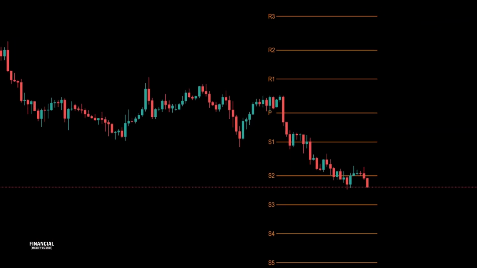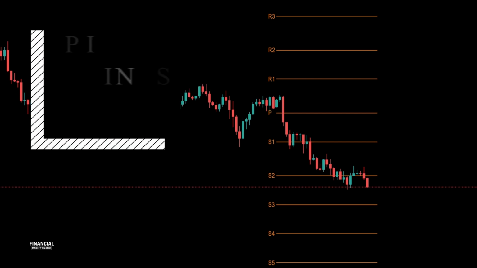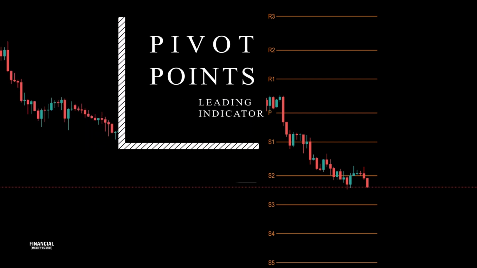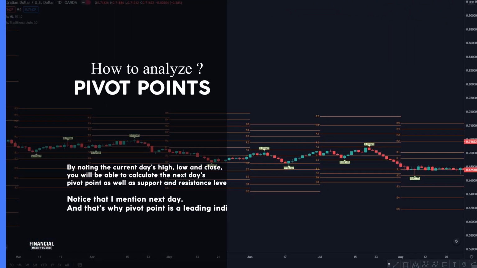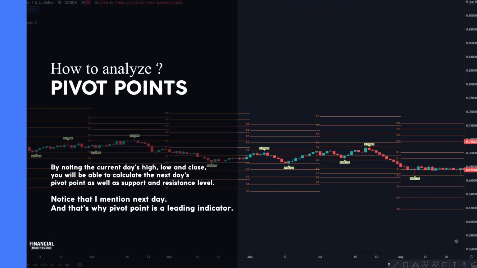Let's take a look at some indicators or tools that I consider to be leading indicators. Pivot points are leading indicators. They are levels which are used by floor traders to determine the trend of the market and potential support and resistance levels. By noting the current day's high, low and close, you will be able to calculate the next day's pivot point as well as support and resistance levels. Notice that I mentioned next day. And that's why pivot point is a leading indicator.